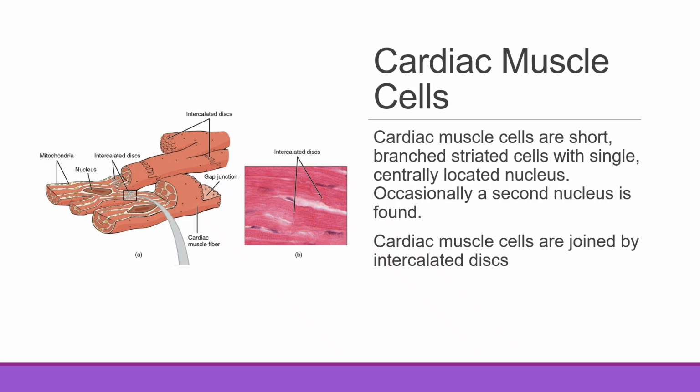So a little more detail about cardiac muscle cells. If you remember from, I think it's chapter 9 in 210, cardiac muscle cells are short, branched, striated cells with a single centrally located nucleus. Occasionally they have a second nucleus, but typically just one. Cardiac muscle cells are joined to each other by intercalated discs.